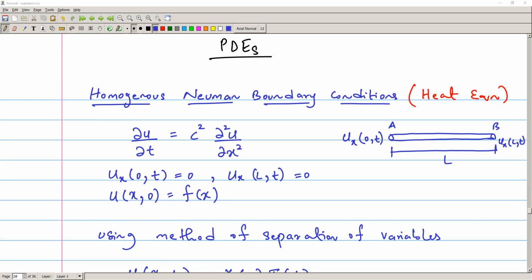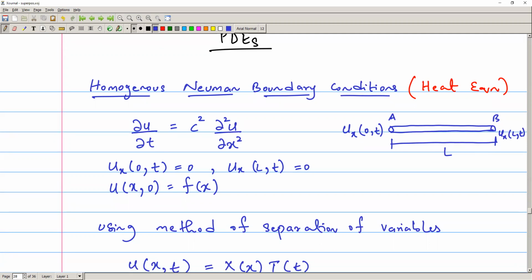So the Neumann boundary conditions that we discussed in earlier classes are the derivative boundary conditions. If they are homogeneous, it means that the first derivative at the boundaries is equal to 0, right? So at both ends, the derivative boundary conditions are given as 0. Here ux(l, t) is 0, ux(0, t) is 0, and the initial condition is u(x, 0) equals some function of x, right?